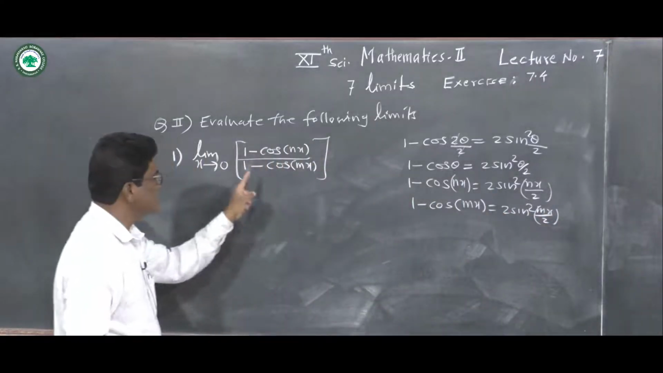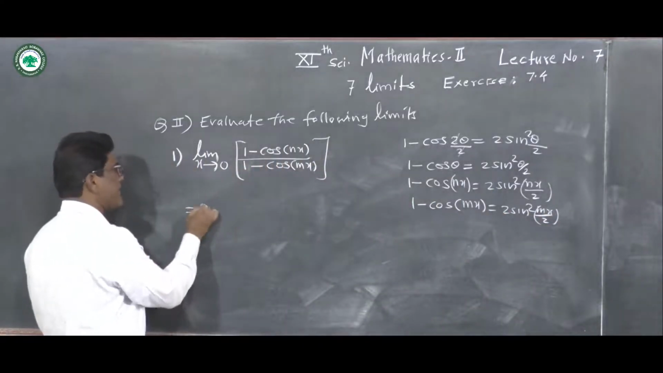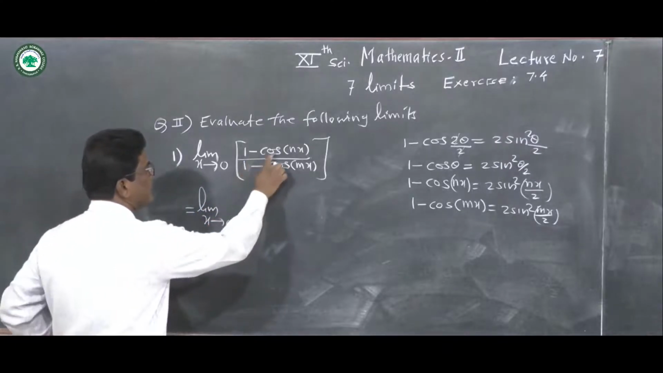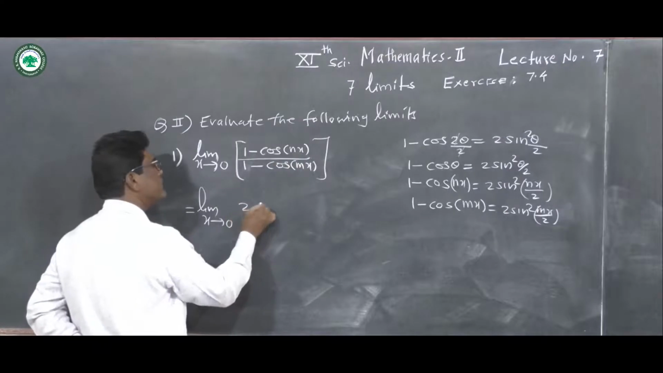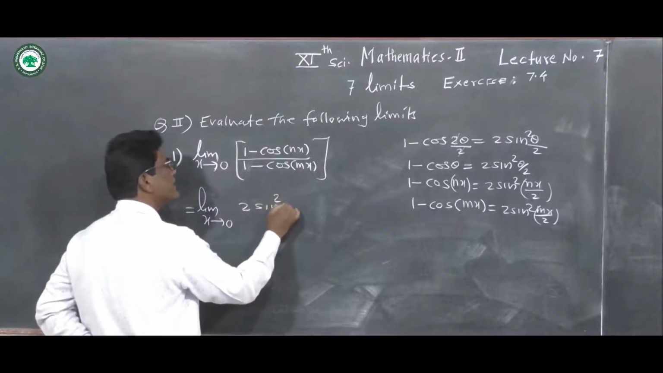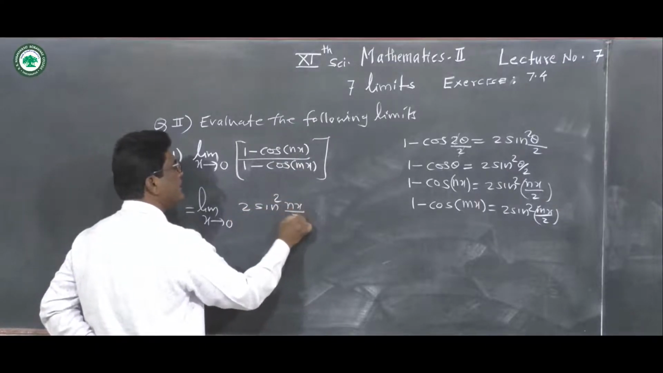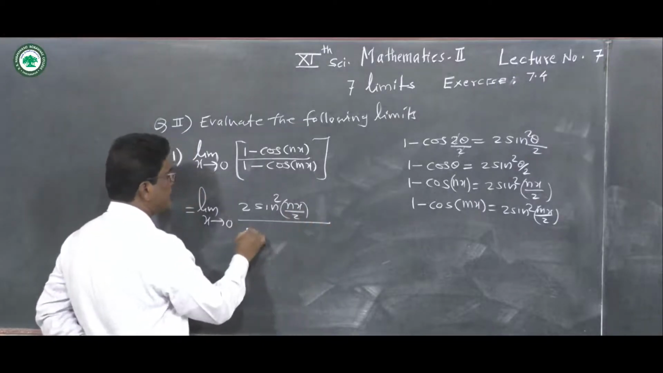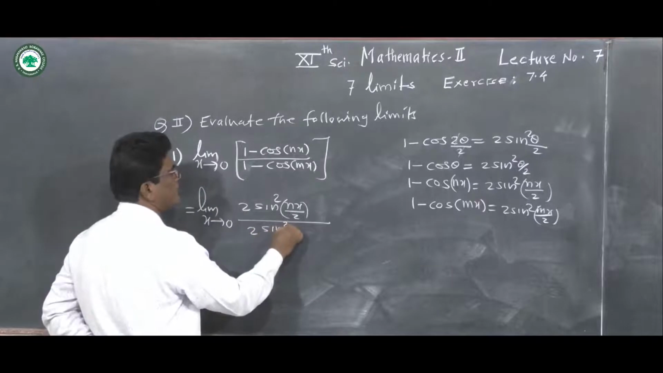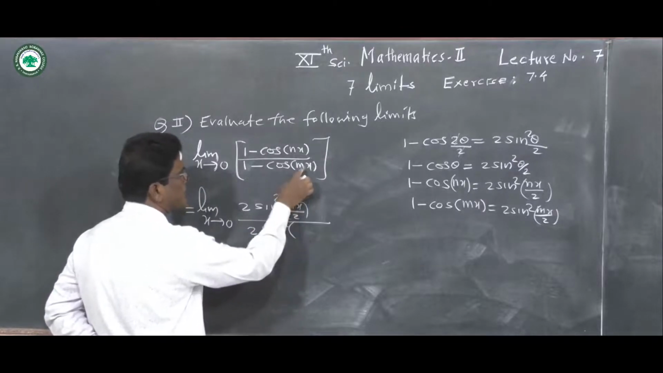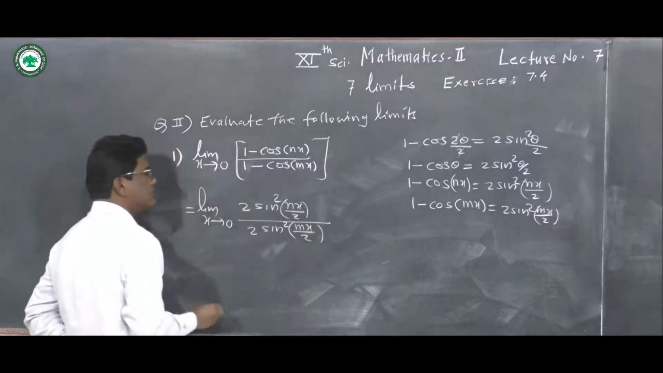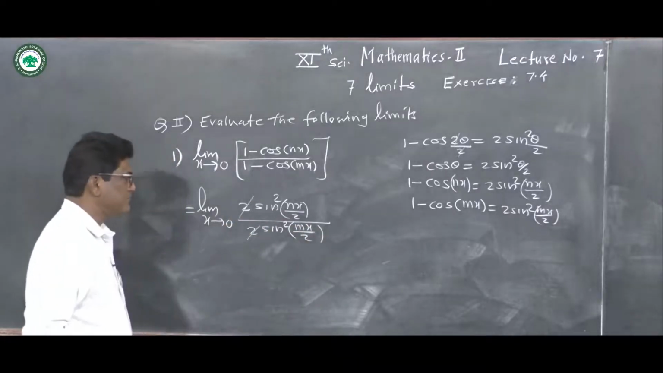So we get these formulas. So we write this as limit as x tends to 0. 1 minus cos nx is equal to 2 times sin square nx divided by 2, and in the denominator it is 2 times sin square mx divided by 2. Now these 2 and 2 get cancelled.